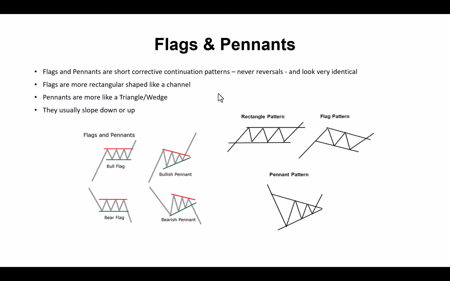So flags and pennants are short corrective continuation patterns. As you can see here, market moves up. You have a bull flag. It trades sideways. Or you have a pennant, which is like a triangle-like pattern, and then it moves higher after breaking out. Or you could have a flag pattern like this. You just have to learn them, try to draw trend lines. You have rectangle patterns that are sideways moving. You will see pennants are more like triangles or wedges. So they are not necessarily that perfect, but you can use them to try.